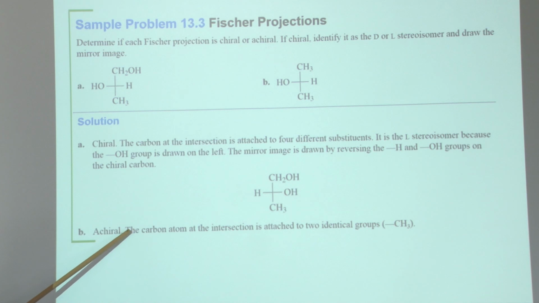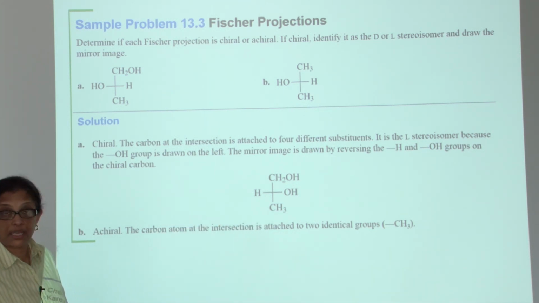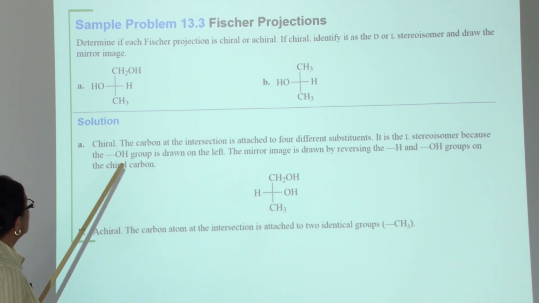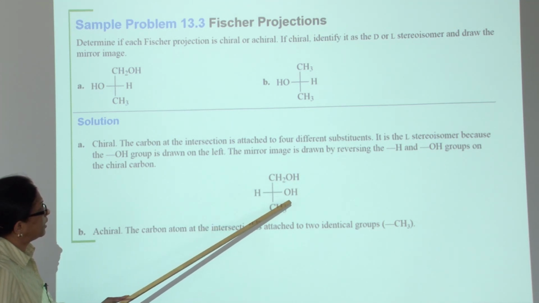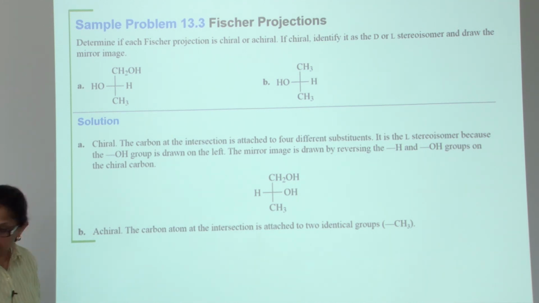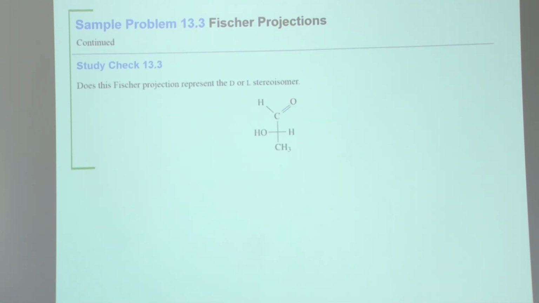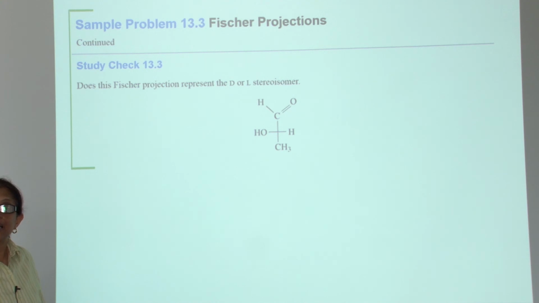Now the second molecule, as we determined, was the achiral carbon. So again, the carbon at the intersection is attached to 4 different substituents, making it chiral. It is the L isomer. The OH group is drawn to the left. The mirror image is the reverse, the OH to the right, and that is your D isomer. Again, does this Fischer projection represent D or L? OH drawn to the left, it is your L stereoisomer. So that's how we will determine D, L.